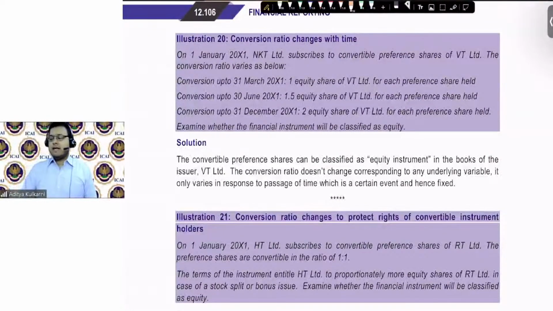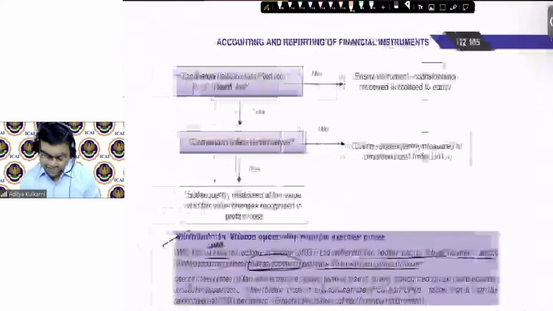How to understand whether it is due to passage of time or not? It will be given in the question. It will be given straight away in the question. No other factors will be given. If it is given solely due to passage of time, then you can take it as equity. Otherwise, you will have to take it as a financial liability.